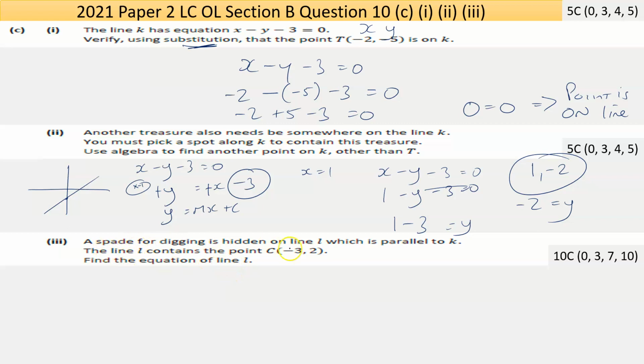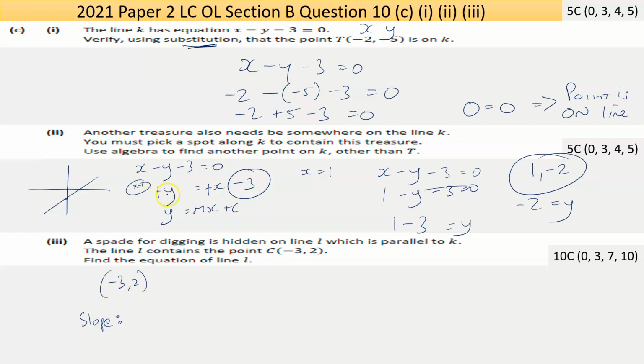A spade for digging is hidden on line L, which is parallel to K. The line L contains the point C, minus 3, 2. Find the equation of L. Now, we've already done some work on this. So we have the point minus 3, 2. We have a point. We need to know the slope.